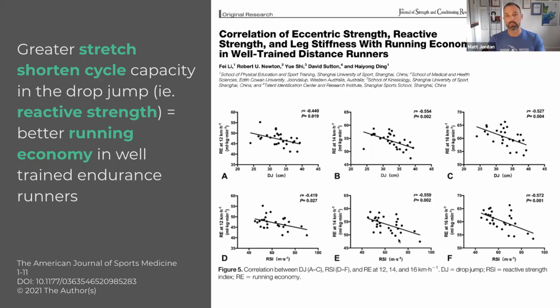That's exactly what you're measuring with the Plantiga system. And you can see the nice, strong correlation between RSI and running economy at 12, 14, and 16 kilometers per hour, namely showing that the athletes who had better RSI were also more economical.